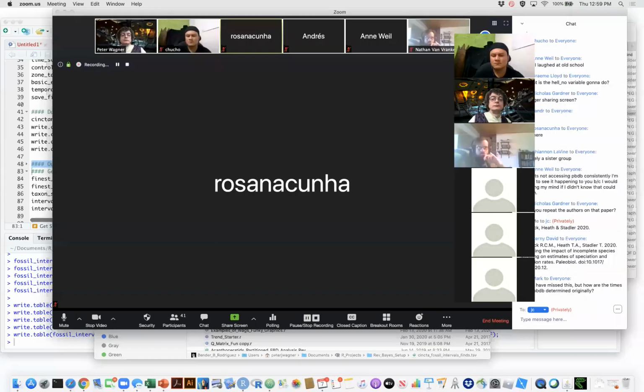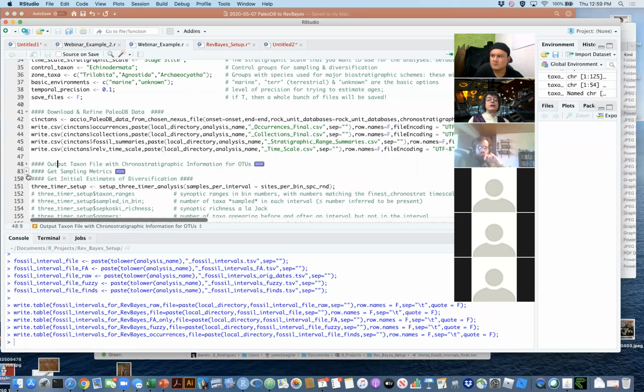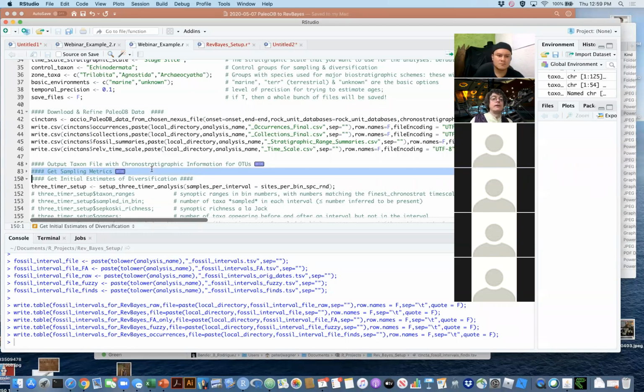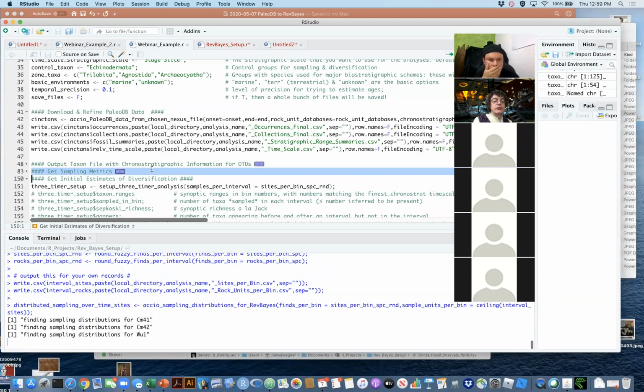All right, back to screen sharing. So we've output this information. This is going to be the first thing. Now we're starting to cross into the RevBayes territory. This is the first thing that's going to want to use it. We are now going to get some estimates of the sampling.